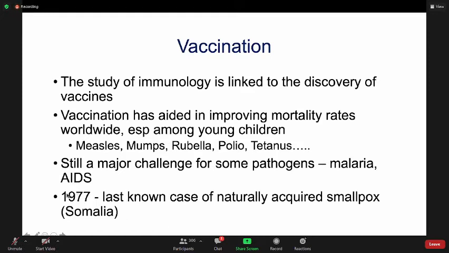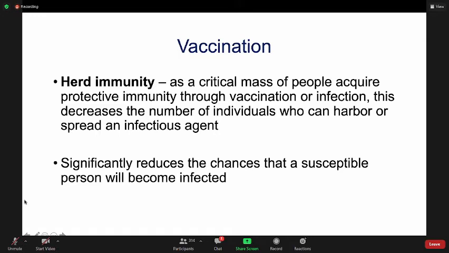When it comes to vaccination, there's possibly only one disease that has been eradicated by vaccination, and that is smallpox. The last known case of naturally acquired smallpox was documented in 1977, and this was a patient from Somalia. So since then, there's been no documentation of a smallpox case. They're trying to do the same with polio to try and eradicate it. And that is why you see campaigns. I think there was one actually recently this year.